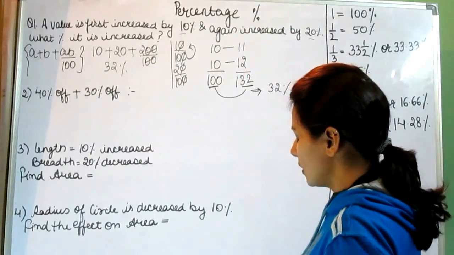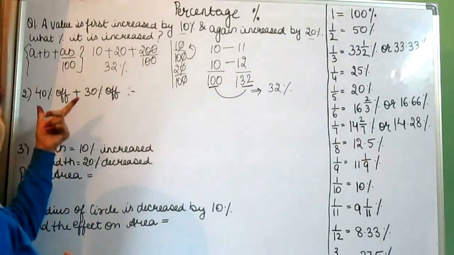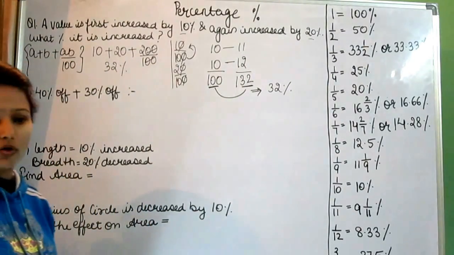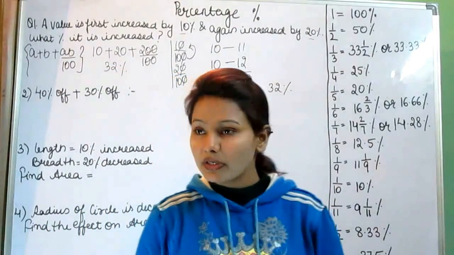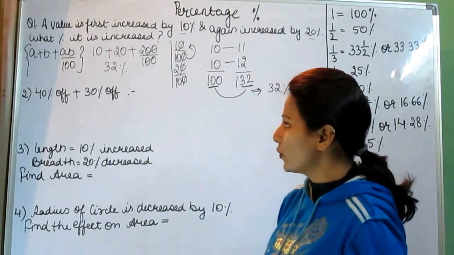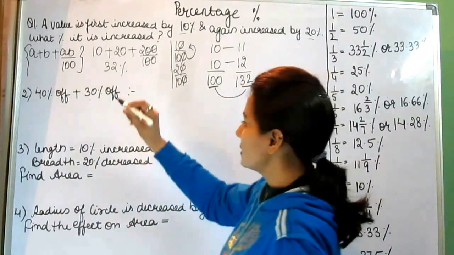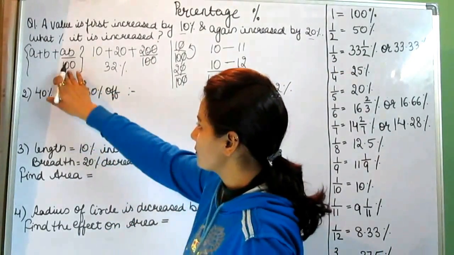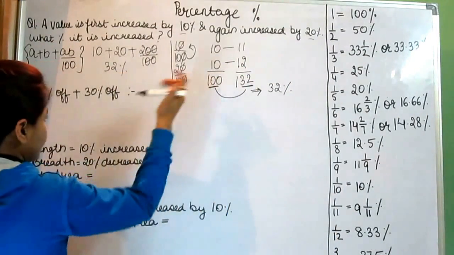In the next question, we generally see in every mall it is written 40% off plus 30% off. It doesn't mean that it is 70% off. It means first it is 40% off and the value remains, then on that 30% off. It means we can apply this formula as well, and we can apply this trick as well.